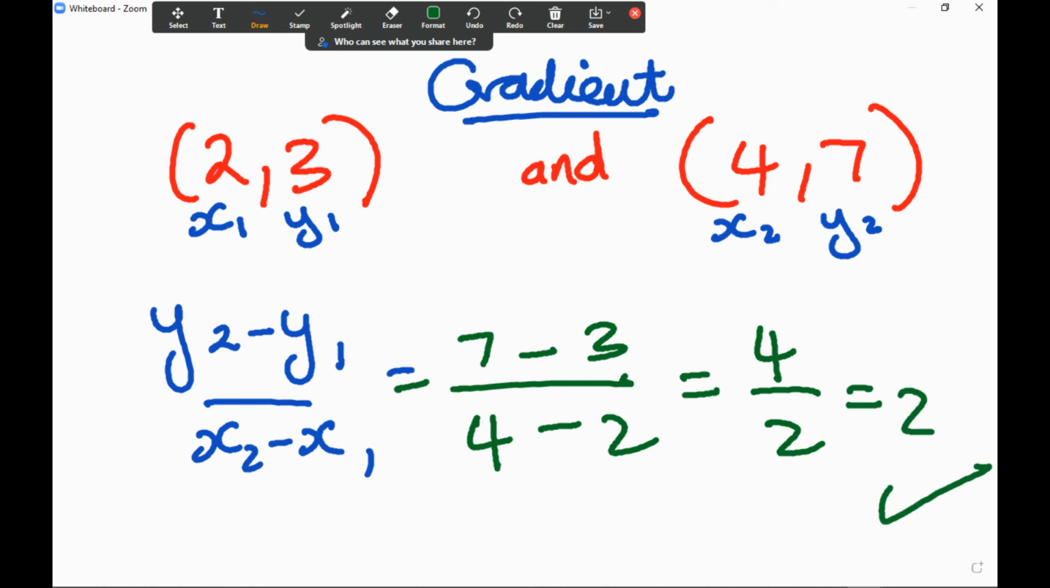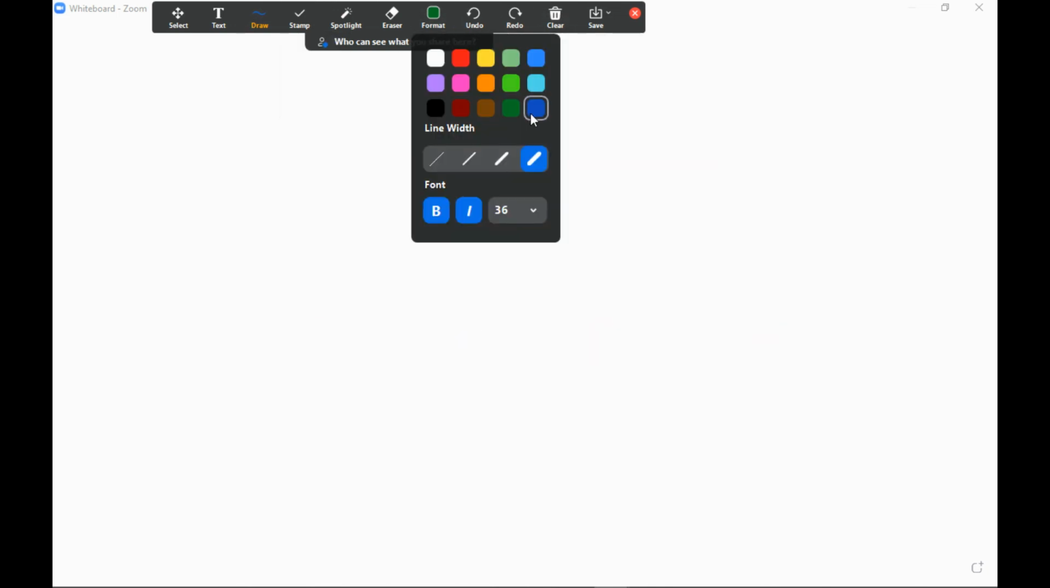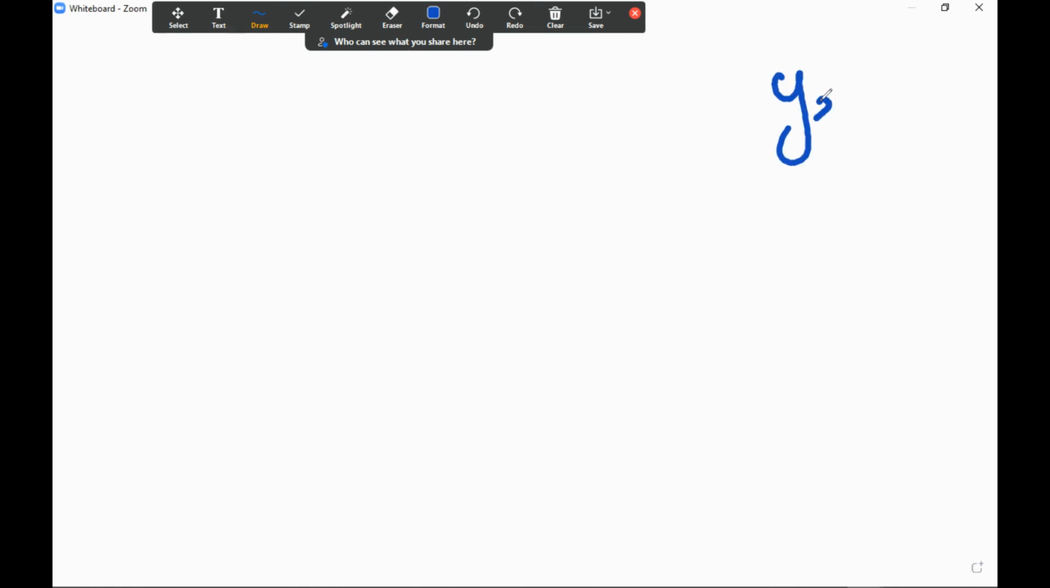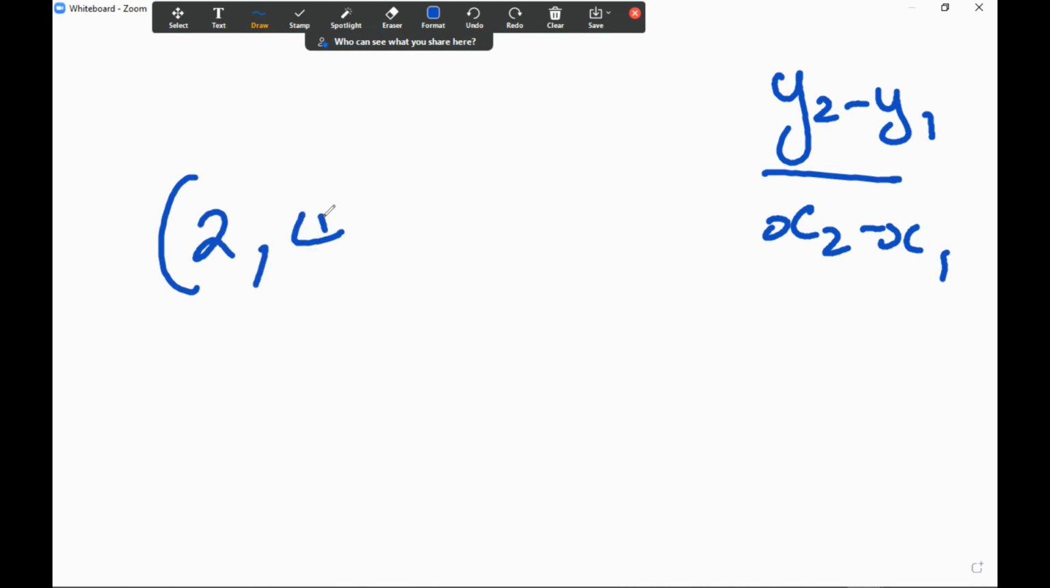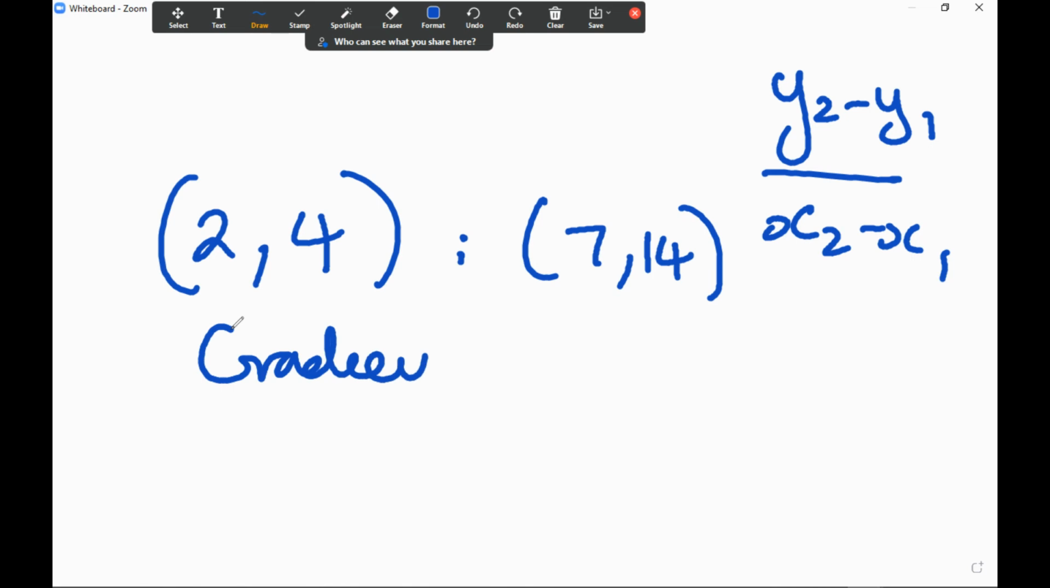Are you ready to try this? Yeah? All right. You got the formula? I'll just write it at the top here. y2 minus y1 over x2 minus x1. If I give you (2, 4) and (7, 14), what is my gradient equal to? Type it in.